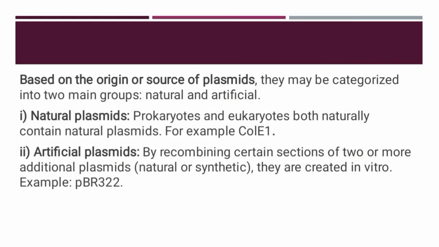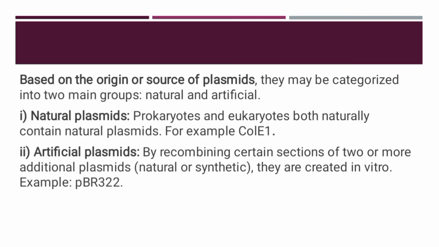Based on the origin or source of plasmids, the plasmids may be categorized into two main groups: natural and artificial plasmids. Natural plasmids simply occur in nature. We don't have to make them in a lab. Prokaryotes and eukaryotes both naturally contain natural plasmids. Its example includes Col E1 plasmid.